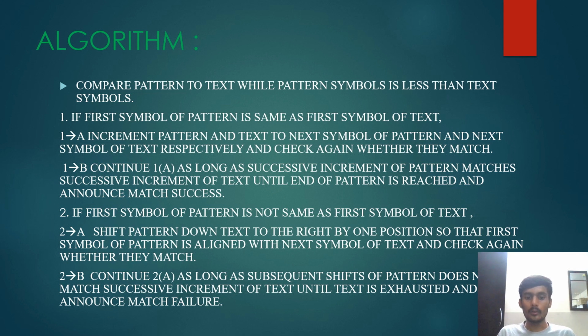If the first symbol of the pattern is not the same as the first symbol of the text, shift the pattern along the text to the right by one position, so that the first symbol of the pattern is aligned with the next symbol of the text, and check again whether they match. Continue the previous step as long as subsequent shifts of the pattern do not match the successive increments of the text until the text is exhausted, and announce match failure.